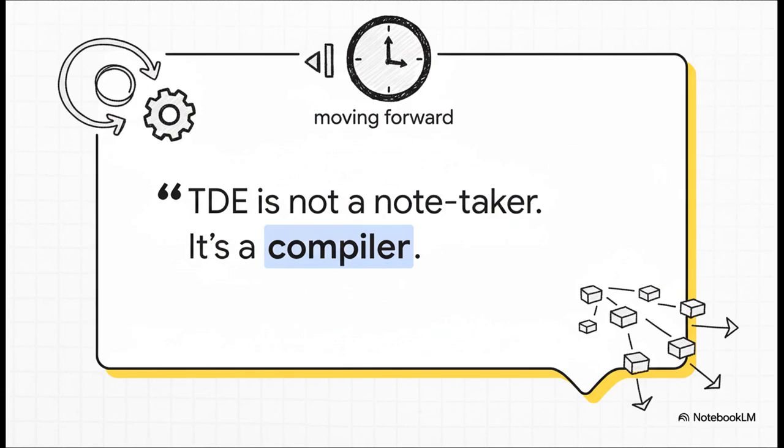So let's bring it all back home to this central idea. The real key here is to change how we think about meetings. The output isn't just for our memory. TDE isn't a note-taker for looking back at what happened. It's a compiler for moving forward with absolute precision and confidence.